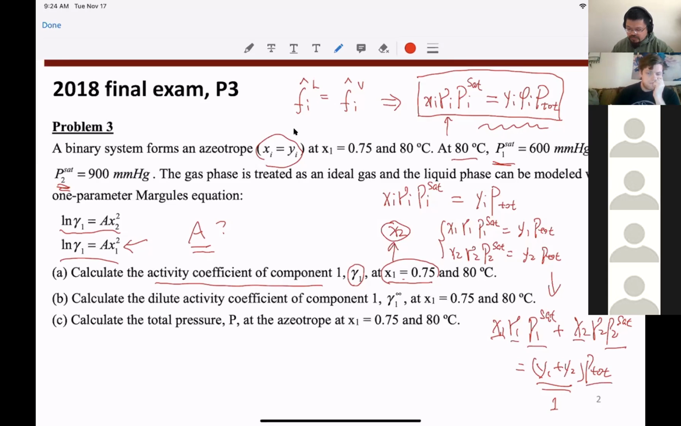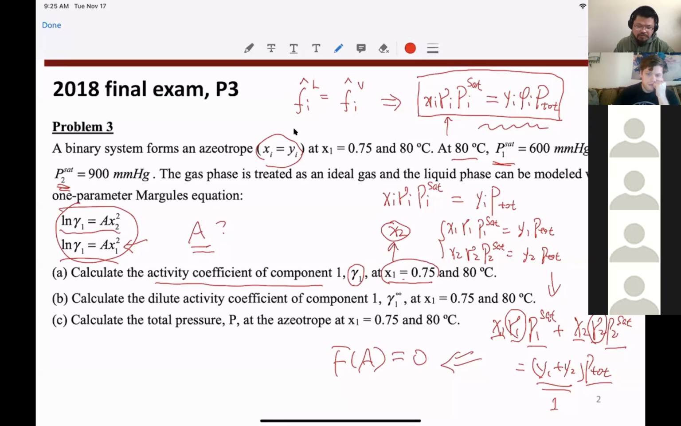Then we have the equation of the activity coefficient, and the activity coefficient can be expressed by the two equations over there. So in the end, we are going to set up an equation involving only the unknown parameter capital A. From there, we calculate A, and then we plug in the other values. We are able to solve for part A.